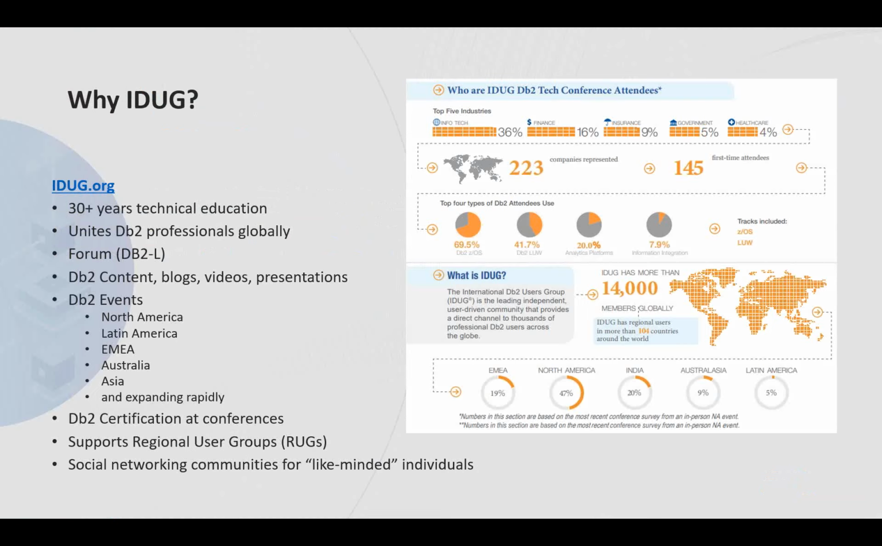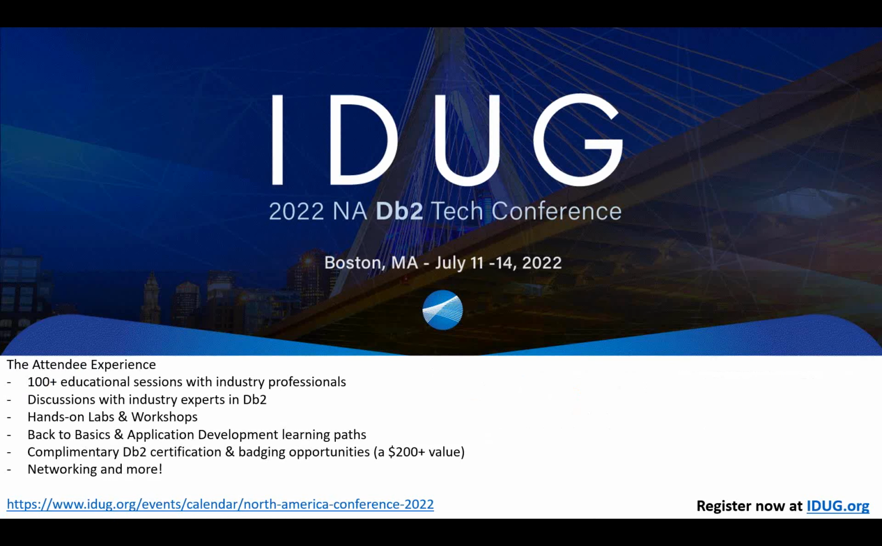Plus, IDUG also supports our regional user groups, or our RUGs. So, such as a RUG that Martin and I are involved with, the CENCAN, or Central Canada DB2 User Group, CCDUG, and I'll show you a slide later on, because we are also having our RUG meeting September 19th and 20th as an in-person event in Toronto. So something to consider too. So again, that's another way that IDUG supports us through the RUGs.